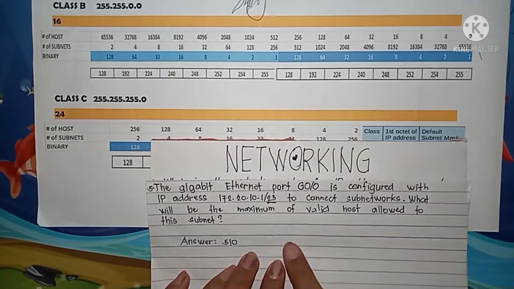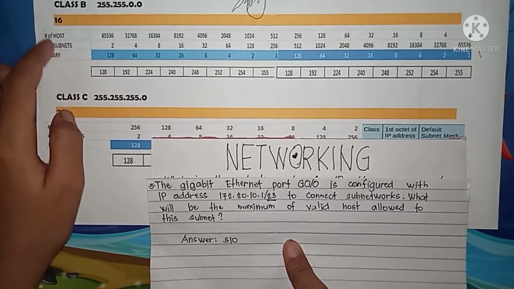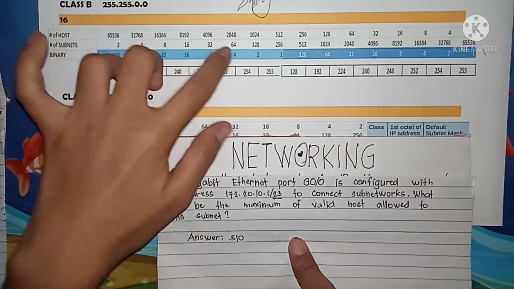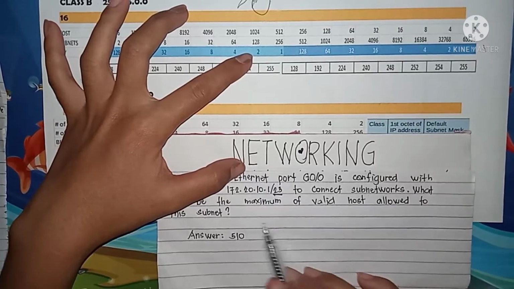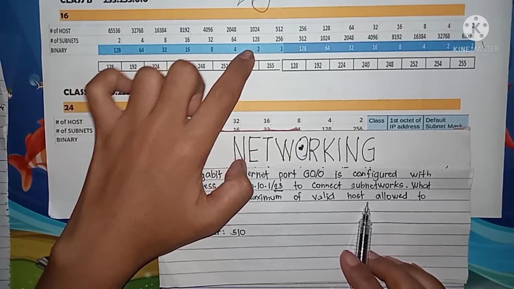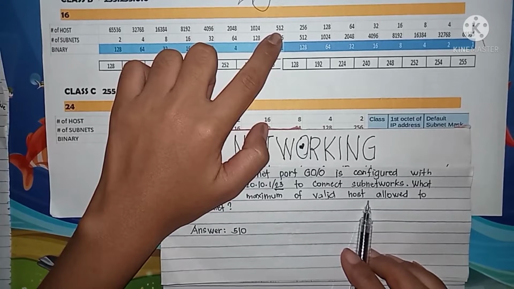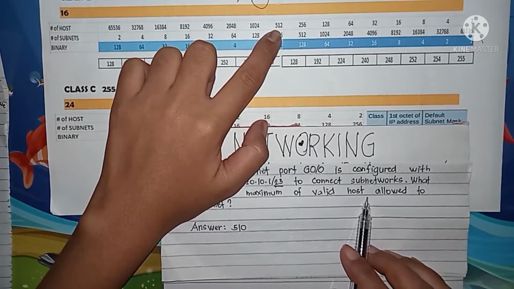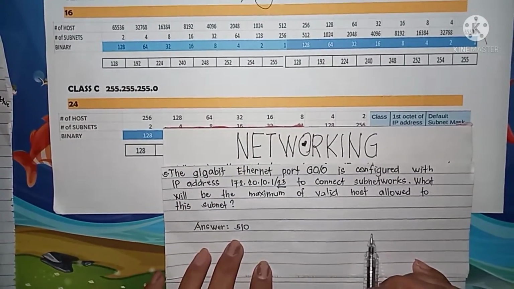So 23 belongs to class B, which is 16. So now we're going to start counting from 16, 17, 18, 19, 20, 21, 22, 23. So we're going to find the maximum of valid hosts allowed. So the number of hosts is 512. So this will be subtracted by 2. So this will become 510. So that's why we came up with the answer 510.